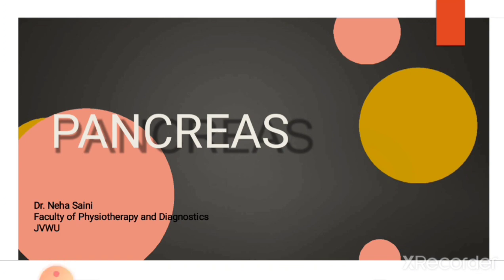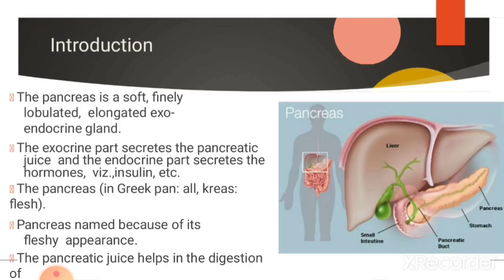Here I am going to tell you about the anatomy of the pancreas. The pancreas is a soft, finely lobulated, elongated exocrine as well as endocrine gland. The exocrine part of this gland secretes pancreatic juice and the endocrine part secretes hormones like insulin.